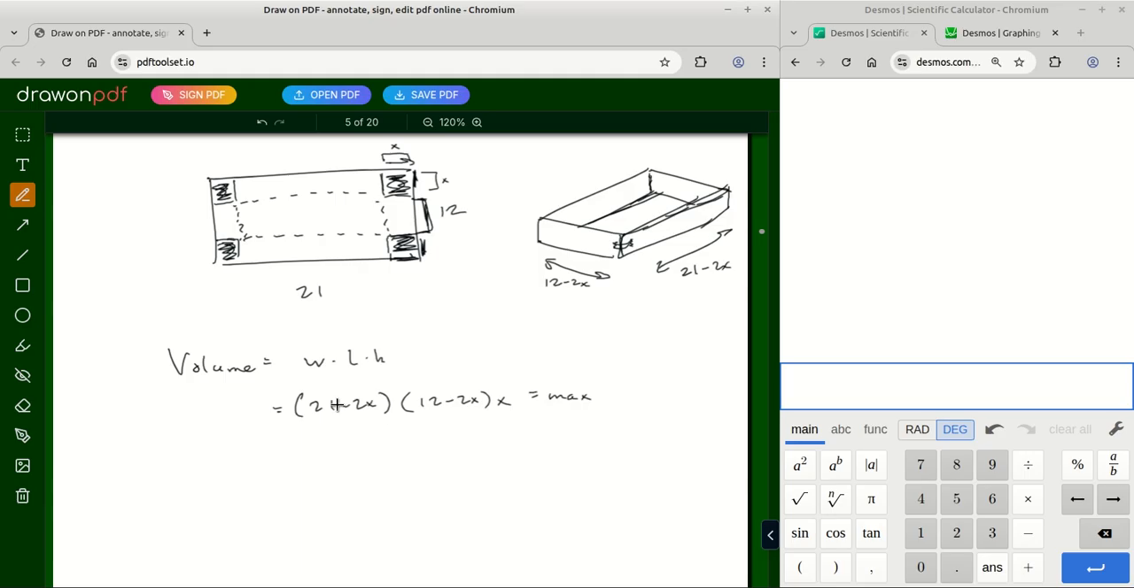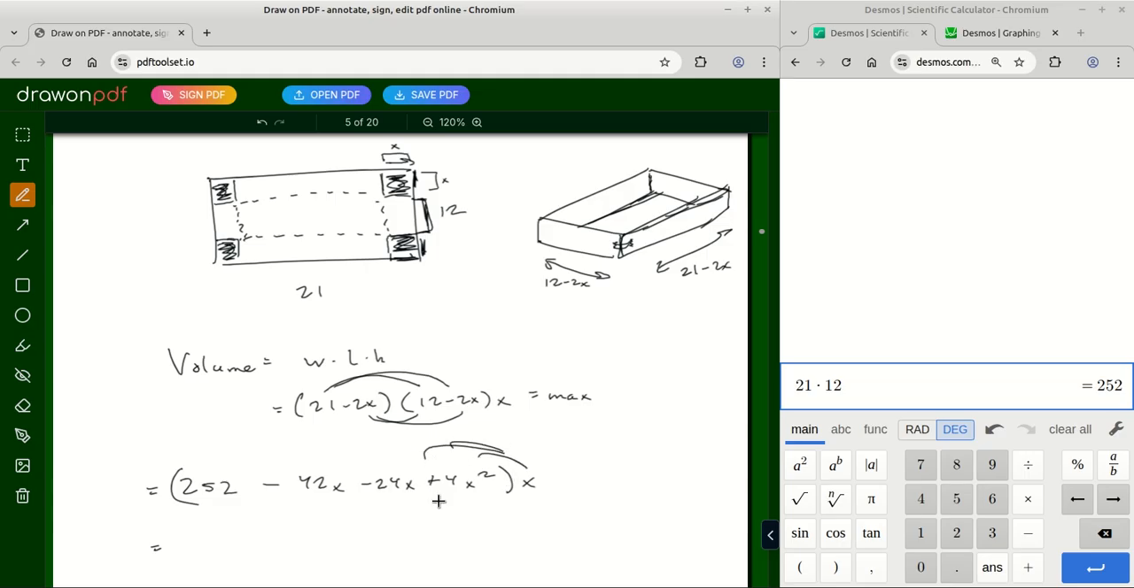Okay. Time to start FOILing. So I'm going to FOIL this thing out like this. Here we go. So 21 times 12. Pause. I'll use my calculator this time. 252. And then I got 21 times 2 is 42x. 2 times 12 is 24x. And then 2 times 2 is 4. Those two negatives make a positive. And then all of this is still times x on the outside.